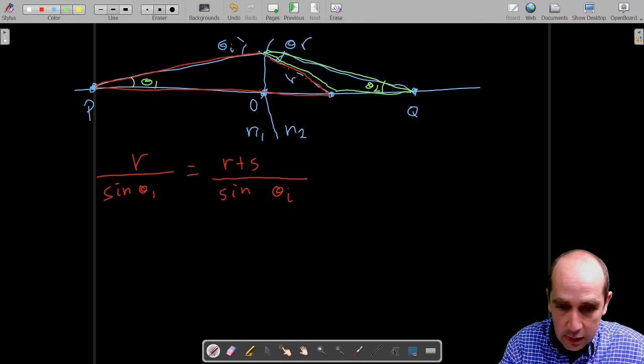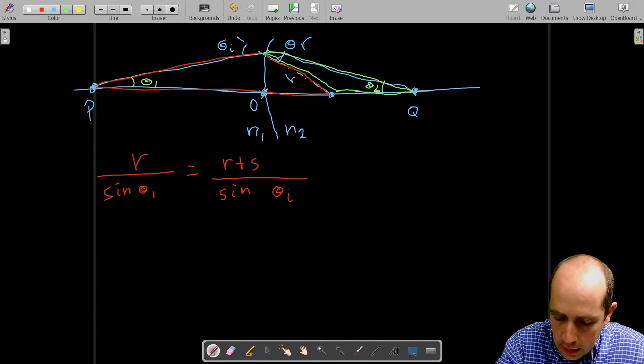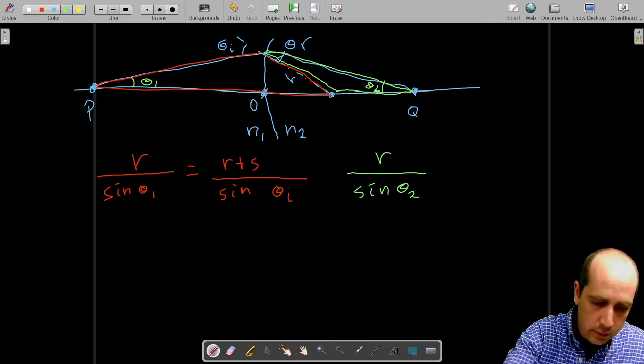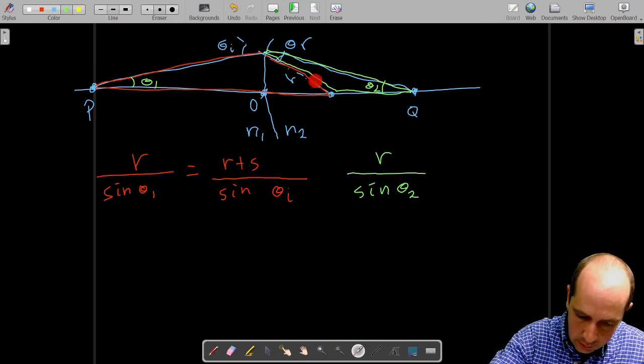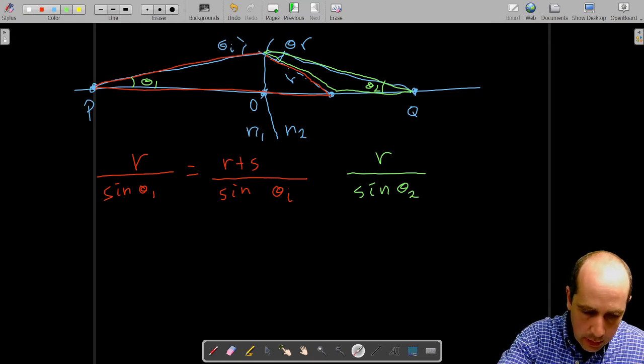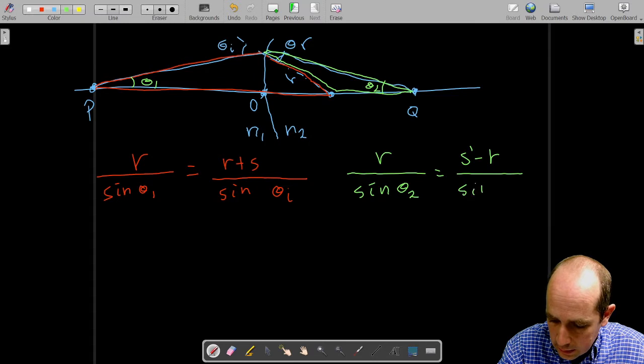Again using the law of sines, what we obtain is that R divided by sine of theta 2, so this is referring now to this side in relation to this angle, will be equal to (S prime minus R) divided by sine of theta R.